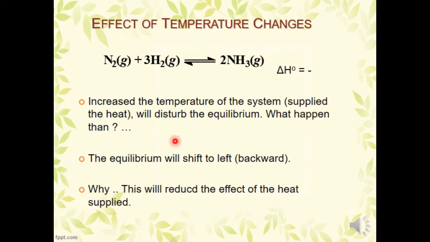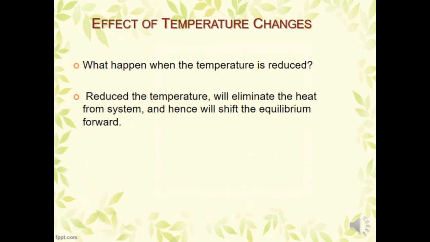So this one has been explained just now. Equilibrium will shift to the left when we increase the temperature. So what happens when temperature is reduced? When temperature is reduced, it will eliminate the heat from the system and it will shift the equilibrium forward.